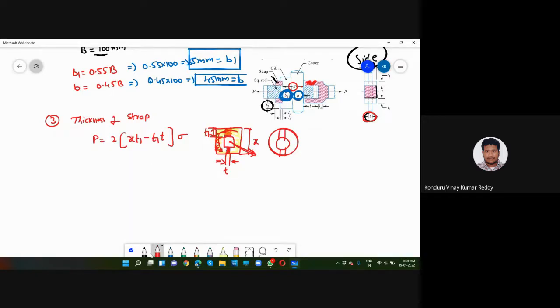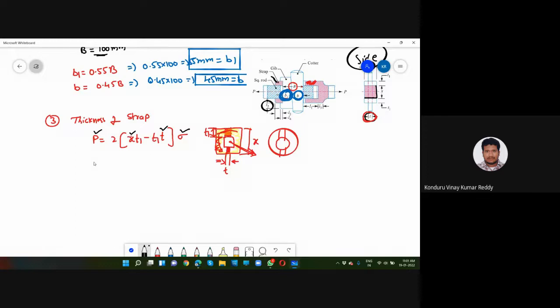Now, in this particular formula, we have the P value. We don't have the T1 value, we have the T value, we even have the X value, we even have the sigma value. The value we don't have is T1. We can just find out the T1 value from this formula, that is P is equal to, see, here finding out the T1 value is a bit complicated.